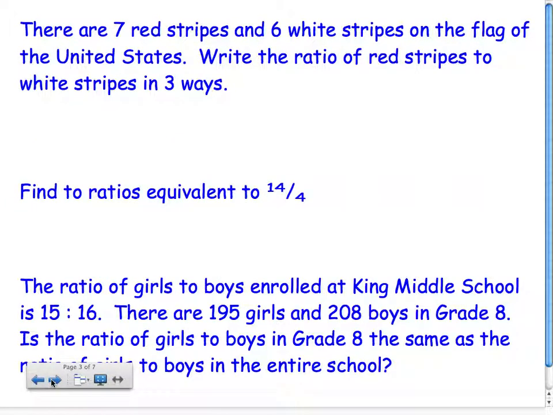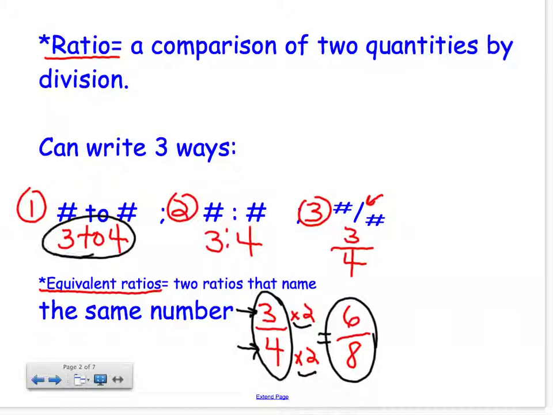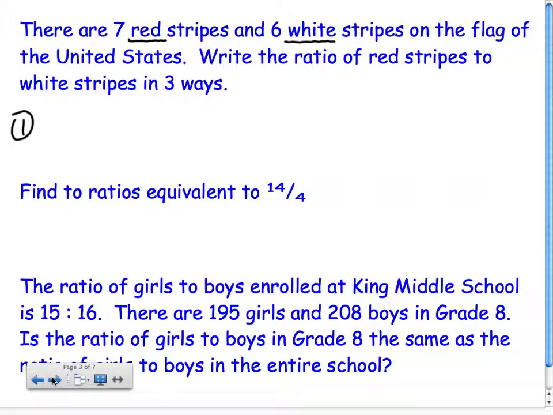Here are some practice problems for us to practice our ratios with. The first problem says there are 7 red stripes and 6 white stripes on the flag of the United States. Write the ratio of red stripes to the white stripes in 3 ways. So we're going to say the ratio of red to white. The first way we can do it is using the word to, just like we see on our first slide. So we can say 7 to 6.